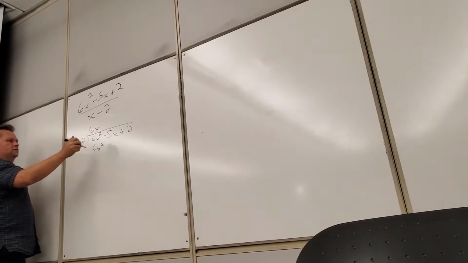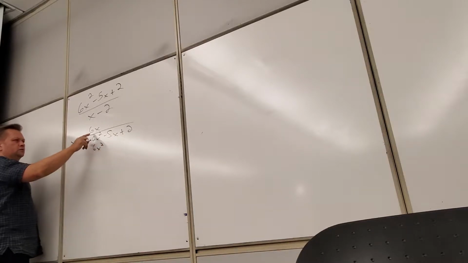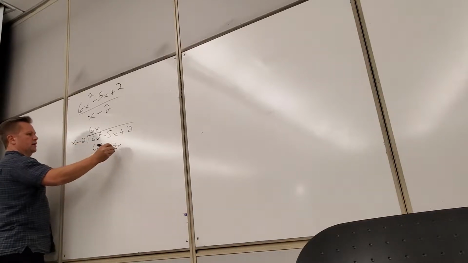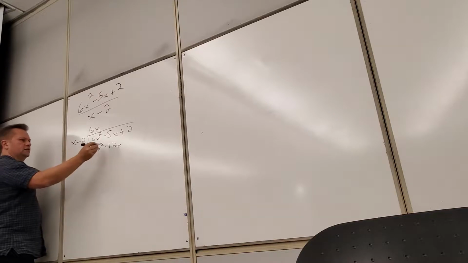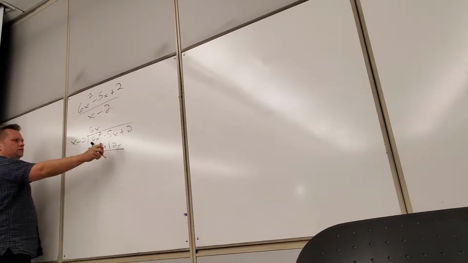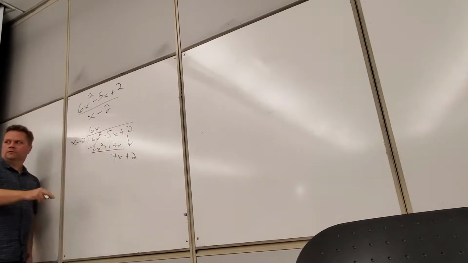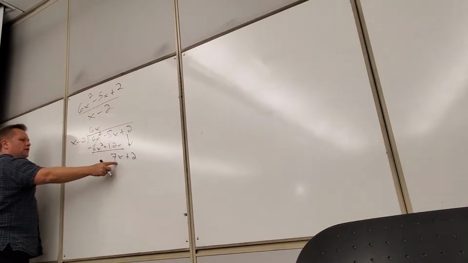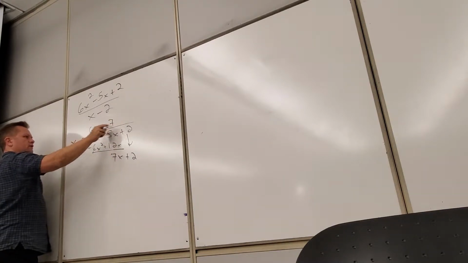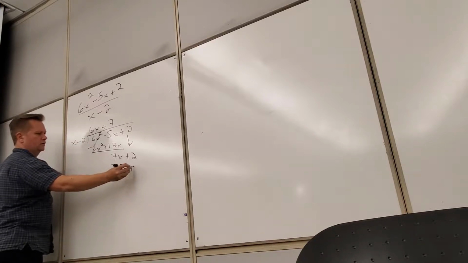6x times negative 2? 10 minus 10. Minus who? 12. So minus 12x, and then I change the signs. These go away. Negative 5 plus 12? 7. X times what is 7x? 7 times x is 7x. That's amazing, Jeff. 7 times negative 2 is negative 14.